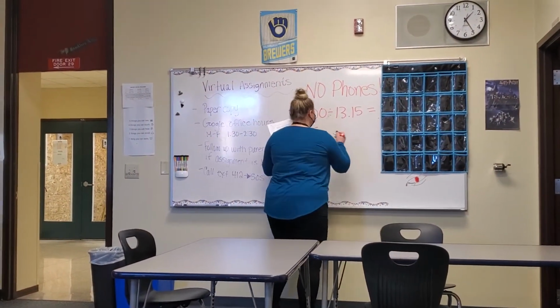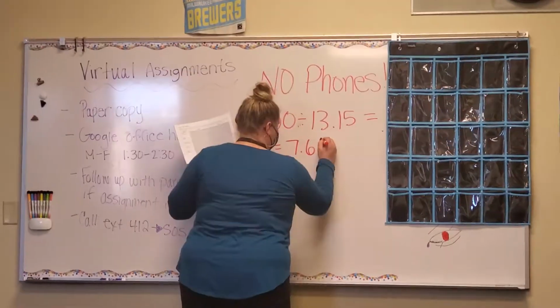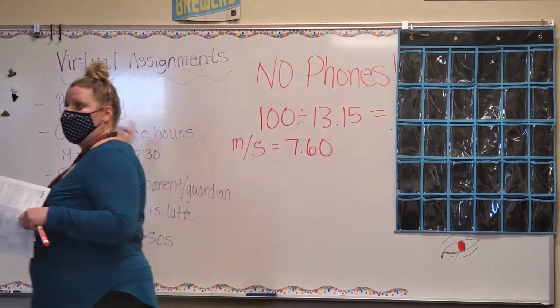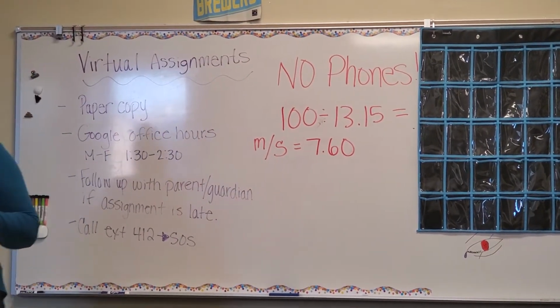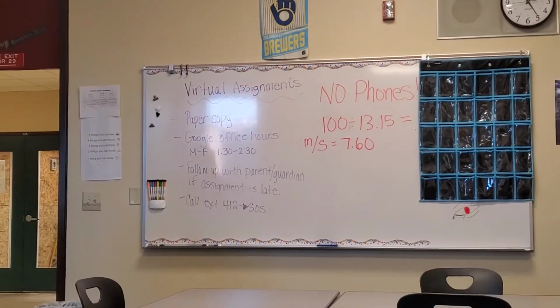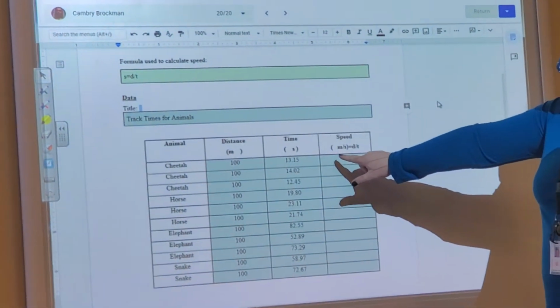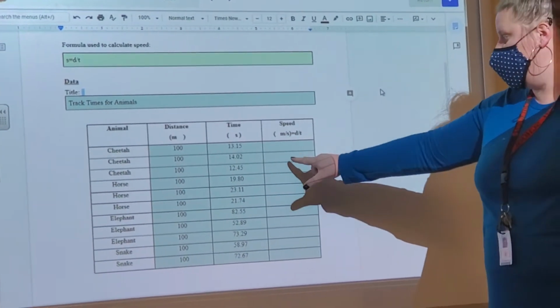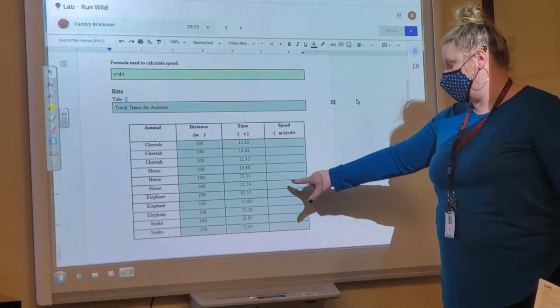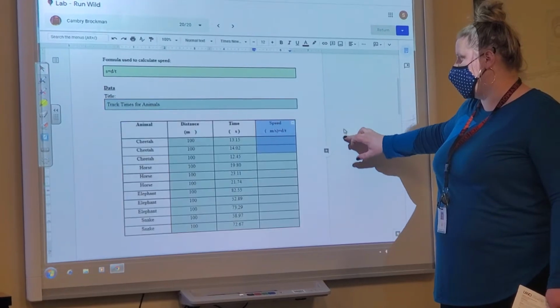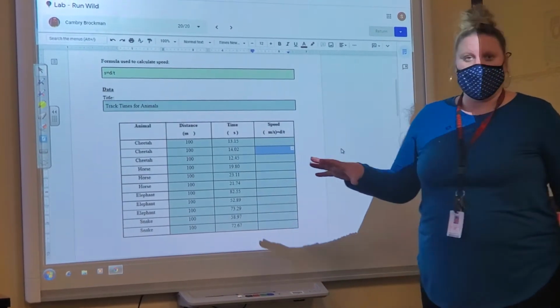7.60. Awesome. Okay, so that's where we would write this where? We would put that 7.60 where? In the speed column. Yep, and you're going to do this for every one of these boxes. Okay? So that is your assignment for your virtual day number 1.